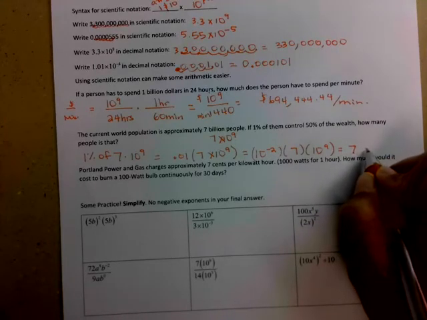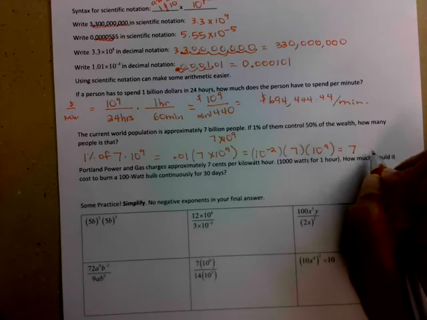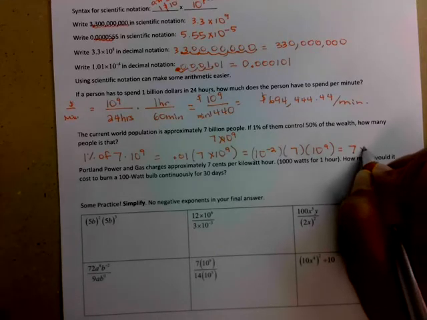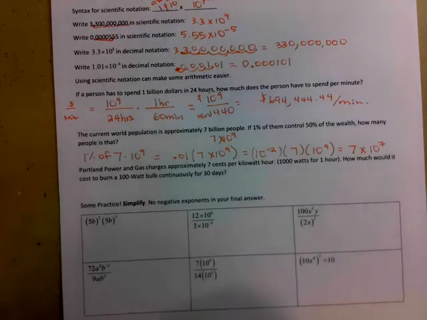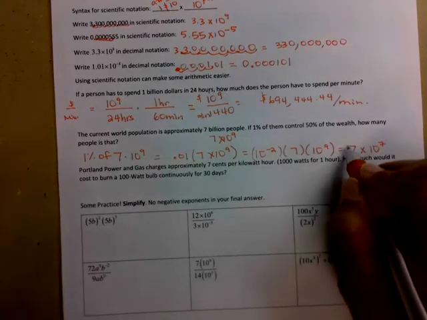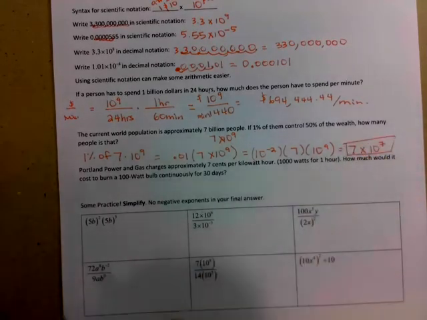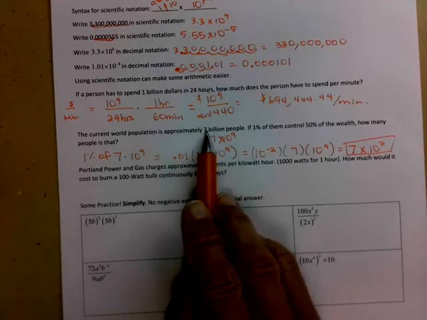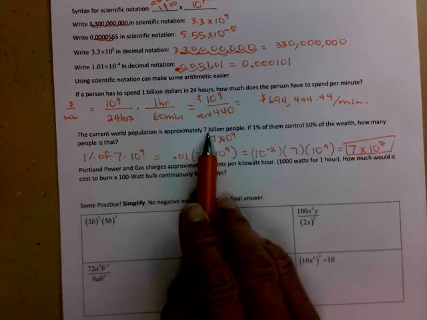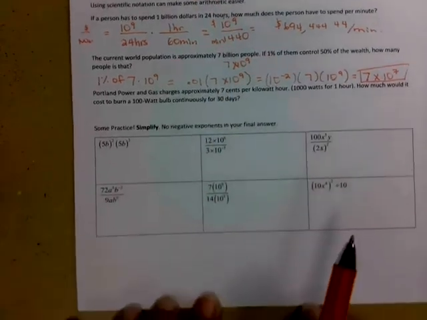So that is equal to 7 times 10 to the 7th. So 7 followed by 7 zeros. So 70 million, I guess? 70 million people control 50% of the wealth. It seems like a lot, except when you think that there are, right, 7 billion people altogether.